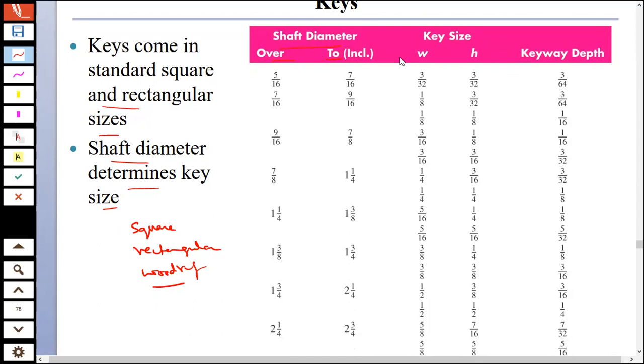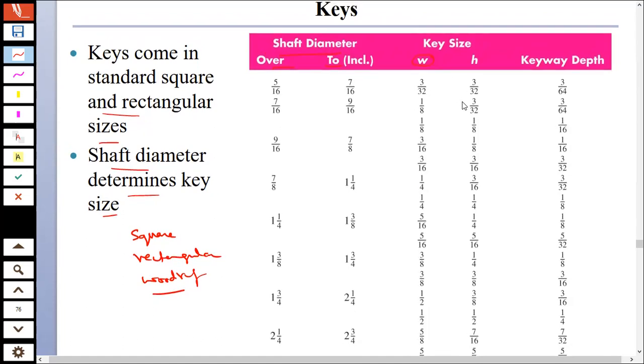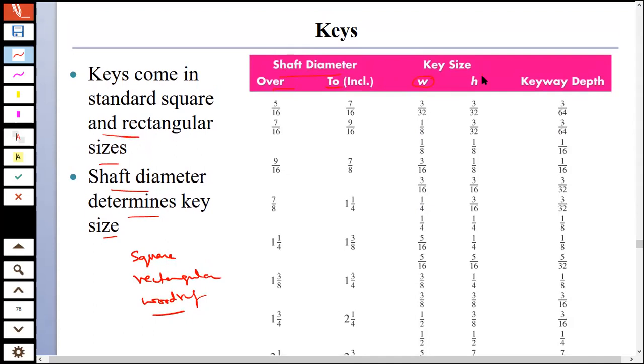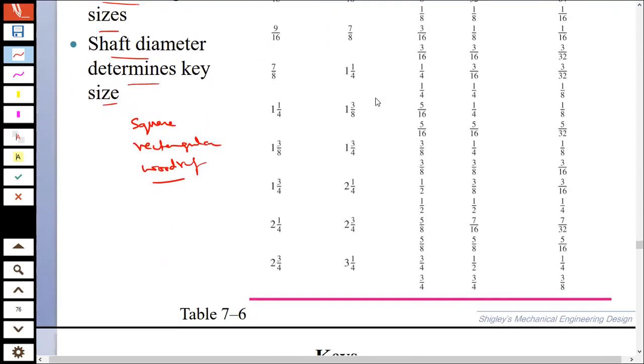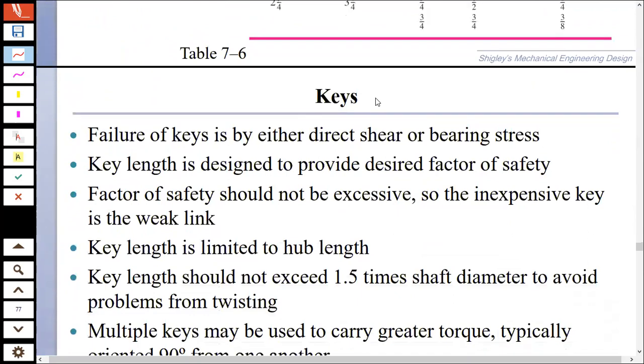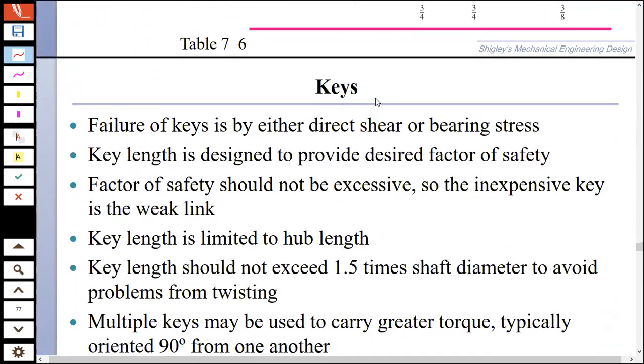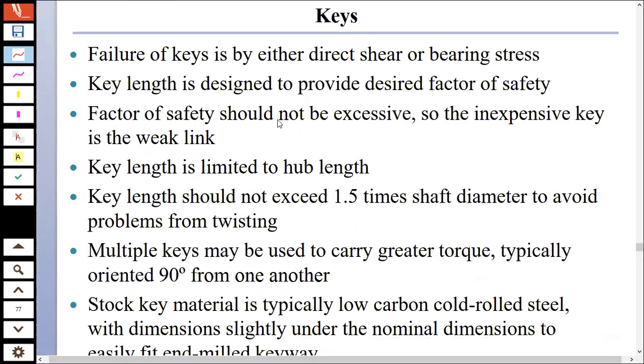So you will have a key with W and H, and the keyway depth in the shaft should be this much. ठीक है जी. Basically अगर आप key को देखें तो what we have in keys is that key failure is by either direct shear or bearing stress. Now, how do you calculate stresses in a key?